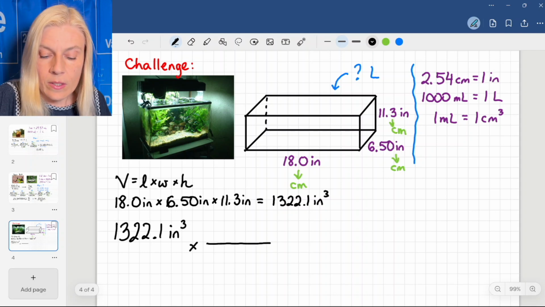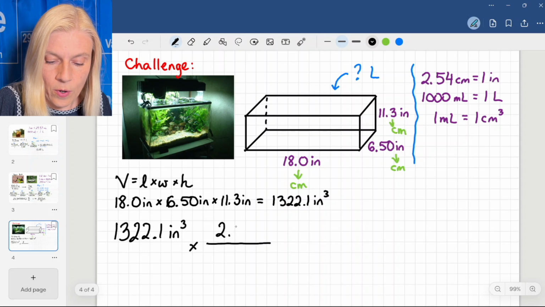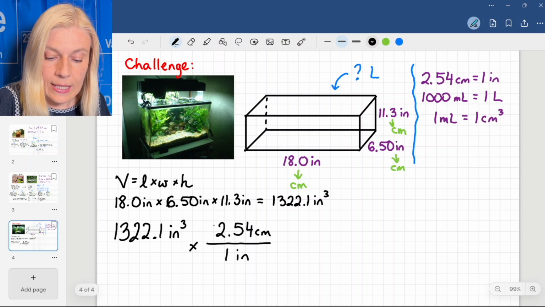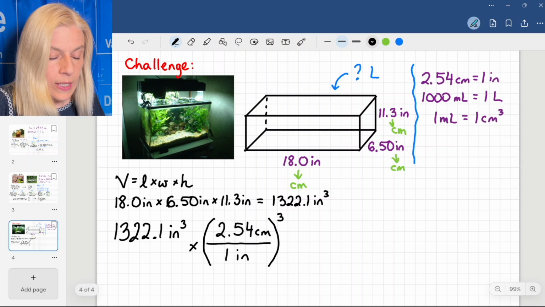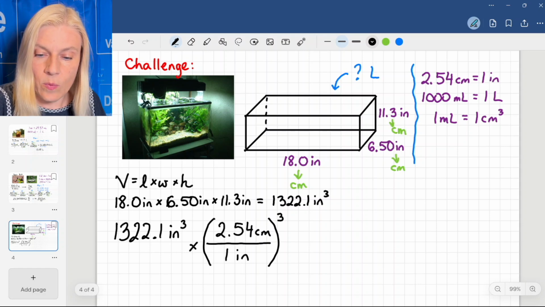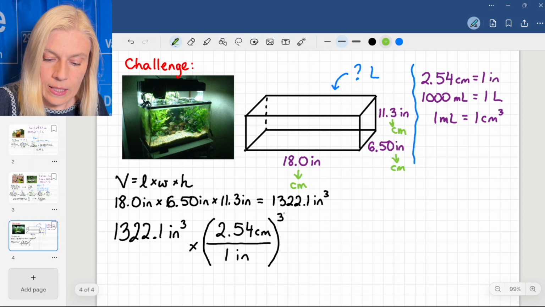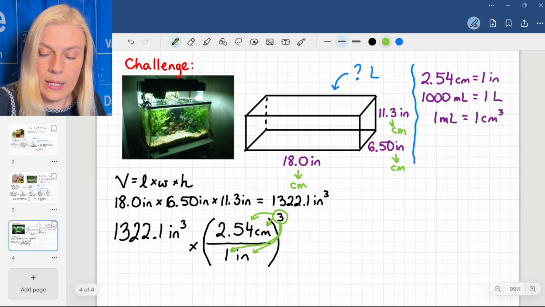Okay, so I do know that there are 2.54 centimeters in 1 inch. Then I need to cube it. Now, here is the thing. When I cube this, I need to cube the number, cube the unit. I need to cube the number, cube the unit. And you say, why? Here is why.